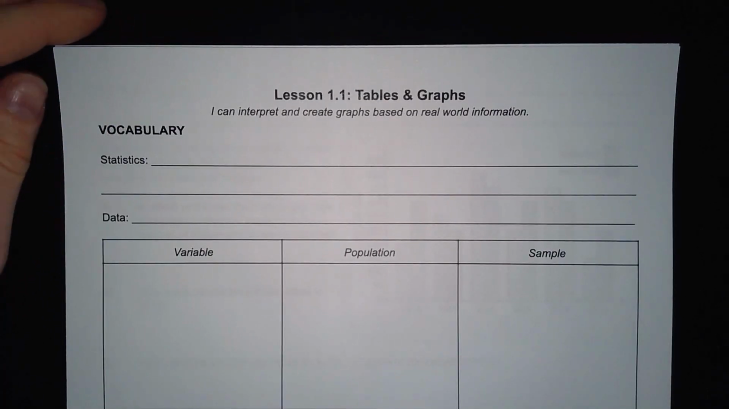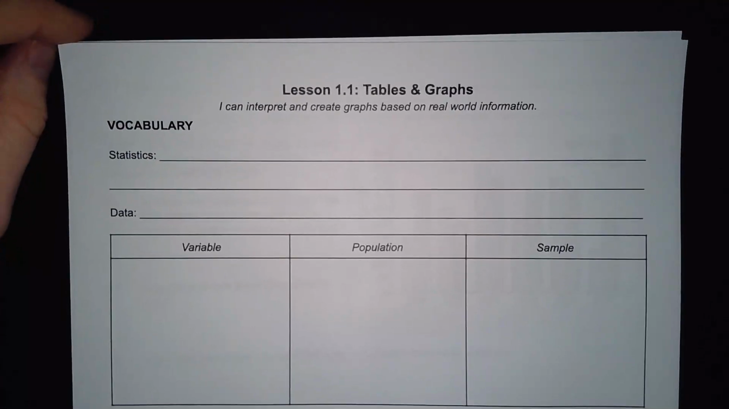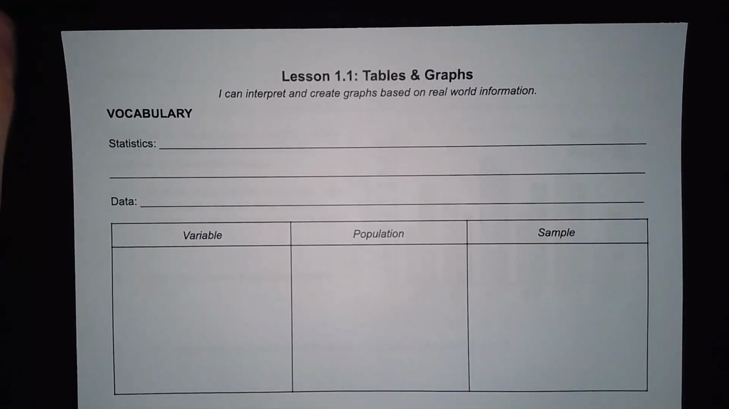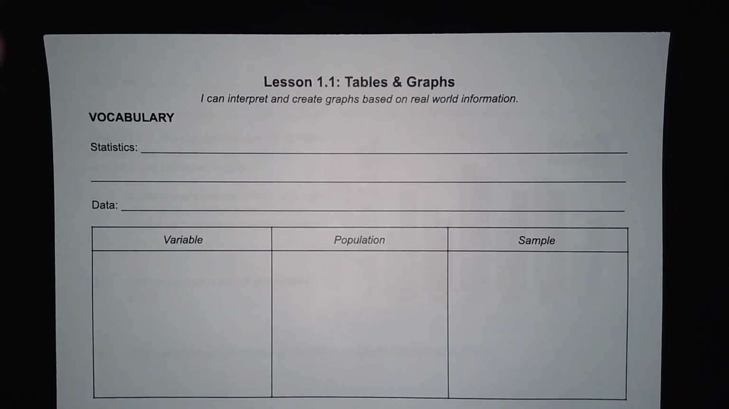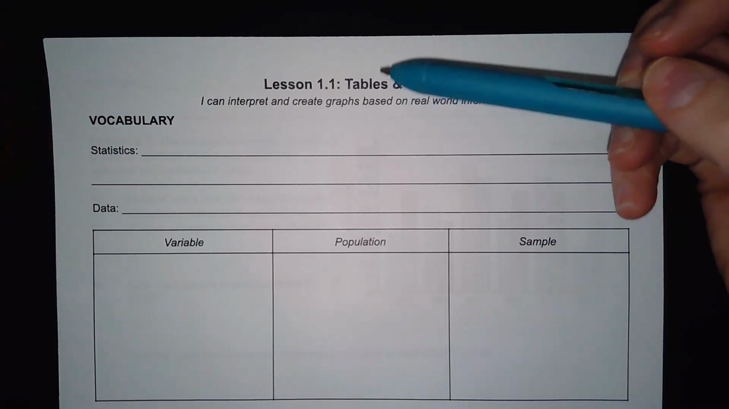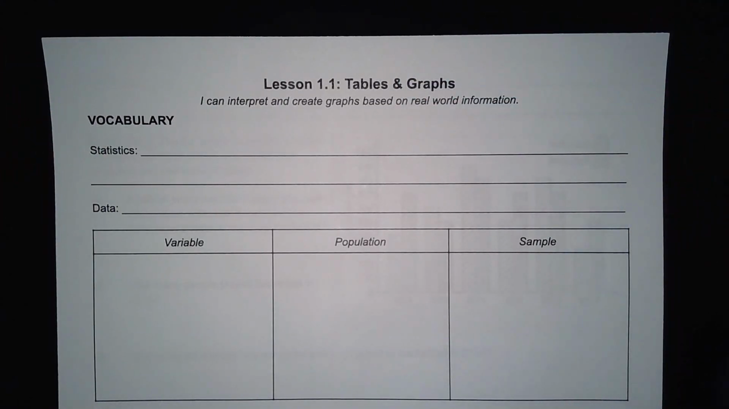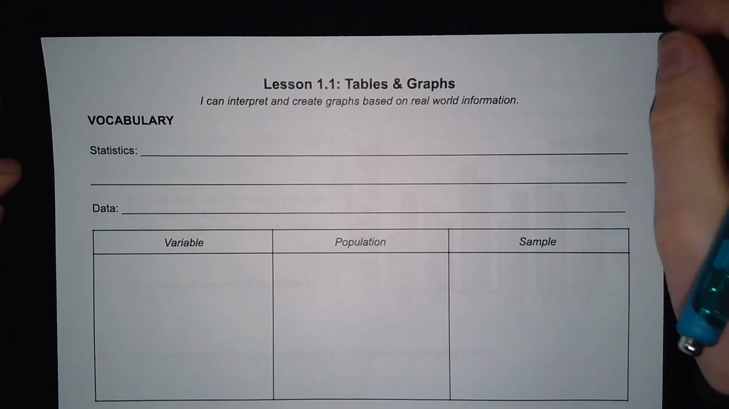Hello, welcome. We are in Chapter 1, FST, and in this chapter we're going to be looking at a lot of statistics. So today we're just going to start talking about some basic tables and graphs, specifically two types of graphs that will include bar graphs and circle graphs, also known as pie charts.